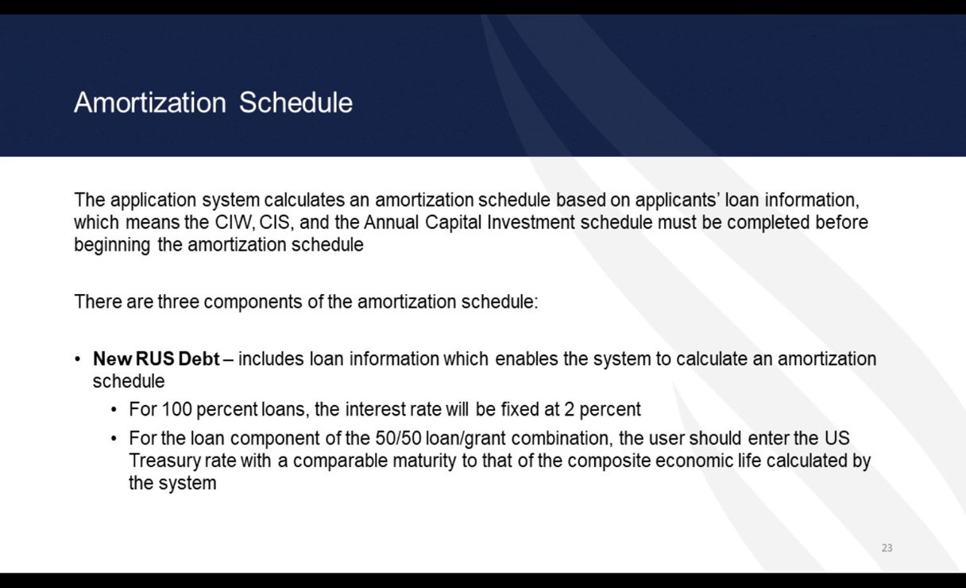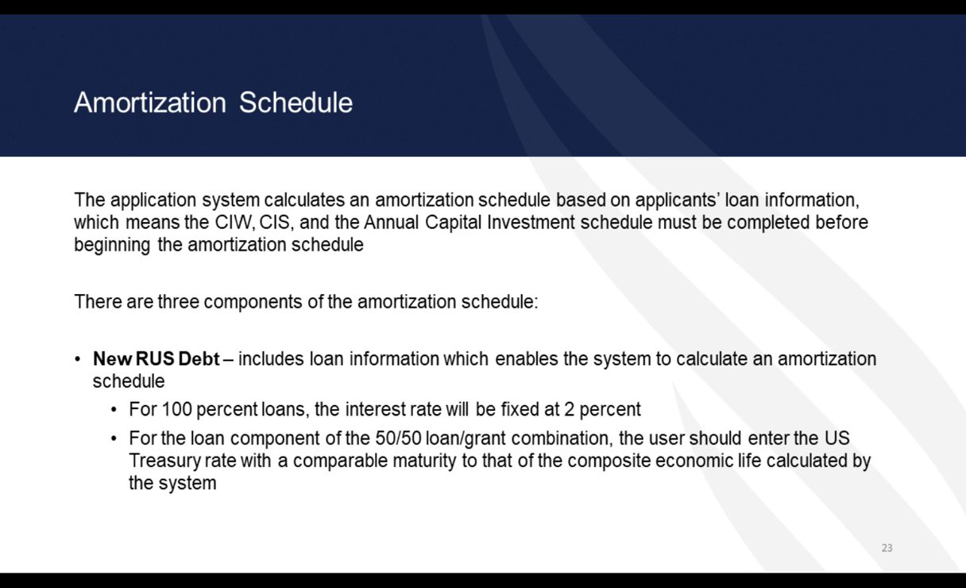The application system calculates an amortization schedule based on the applicant's loan information, which means the CIW, CIS, and the annual capital investment schedule must be completed before amortizing the new RUS debt, the ReConnect loan. In addition, the depreciation rate assumptions and composite economic life of project assets must be entered before applicants calculate the new RUS debt principal and interest schedule.